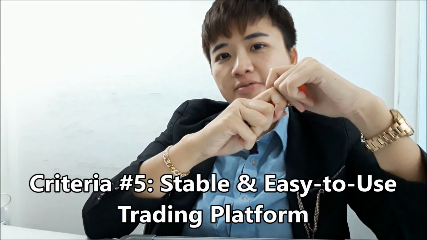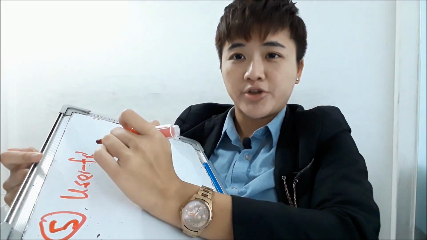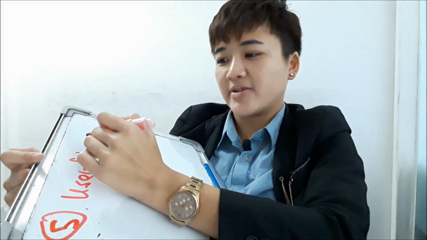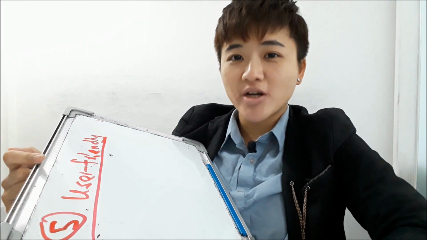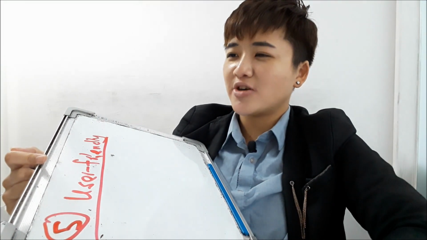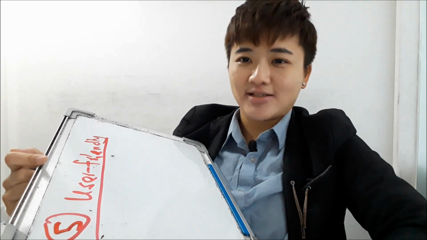Here comes the fifth criteria. Make sure that your broker offers a very stable trading platform. Not only a stable trading platform, make sure your broker offers a user-friendly trading platform. Because here's the thing, you can have the most sophisticated broker in the world, most sophisticated platform in the world, but if you don't know how to use it, you don't know where the buy and sell button is, then there's no point trading with that platform.